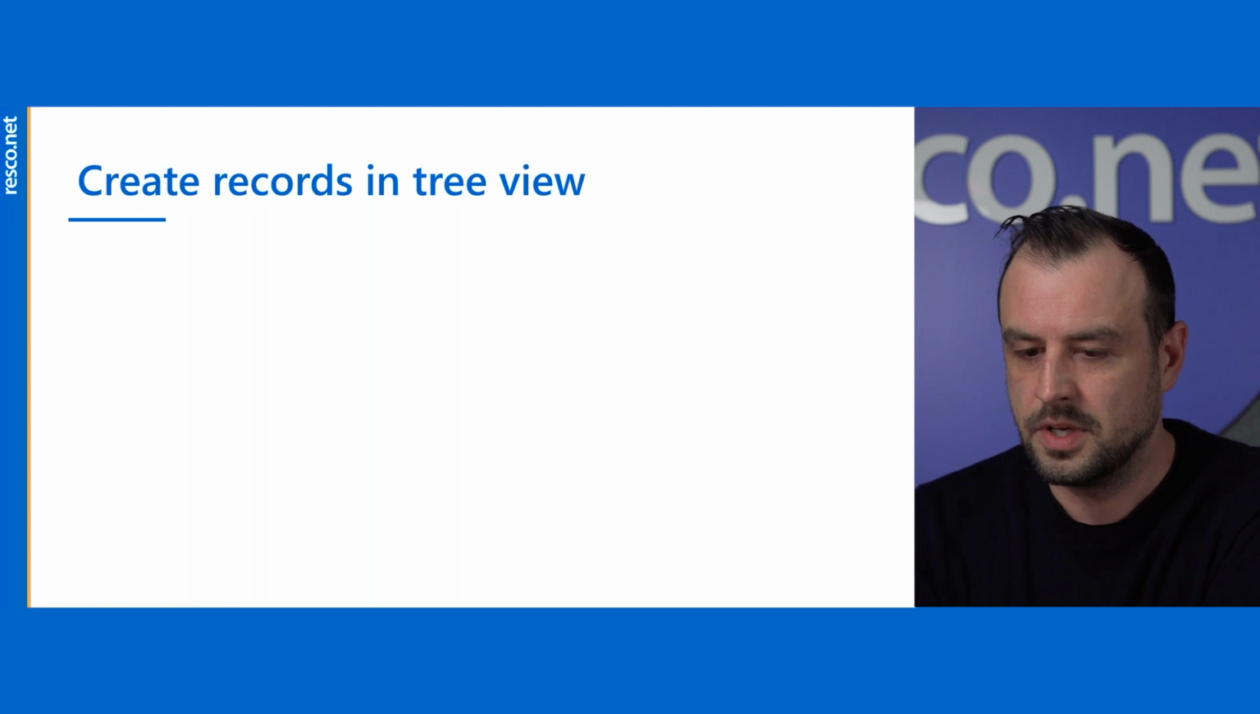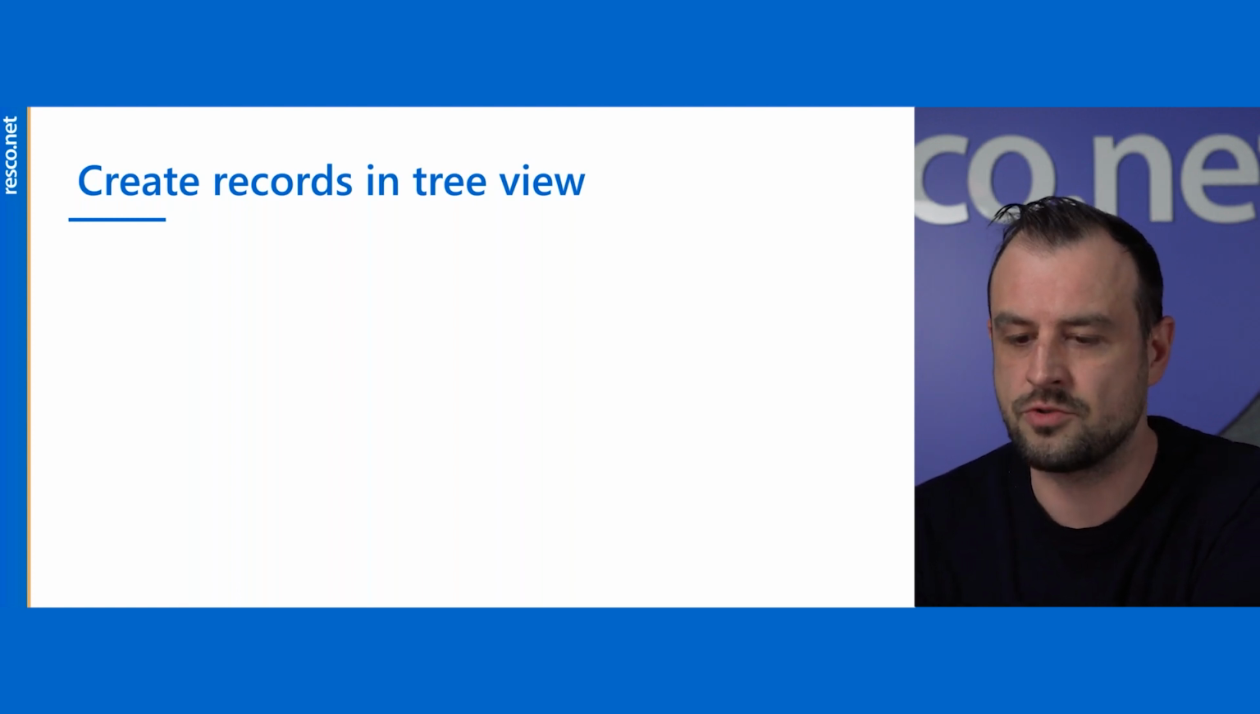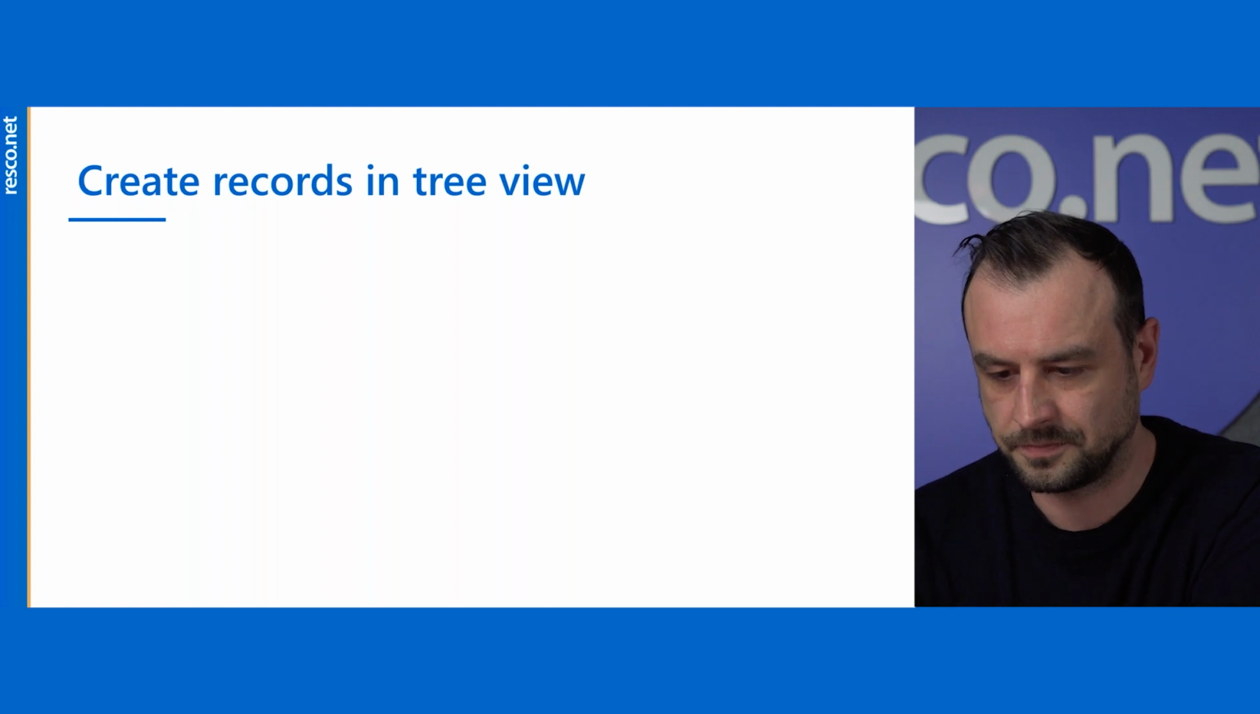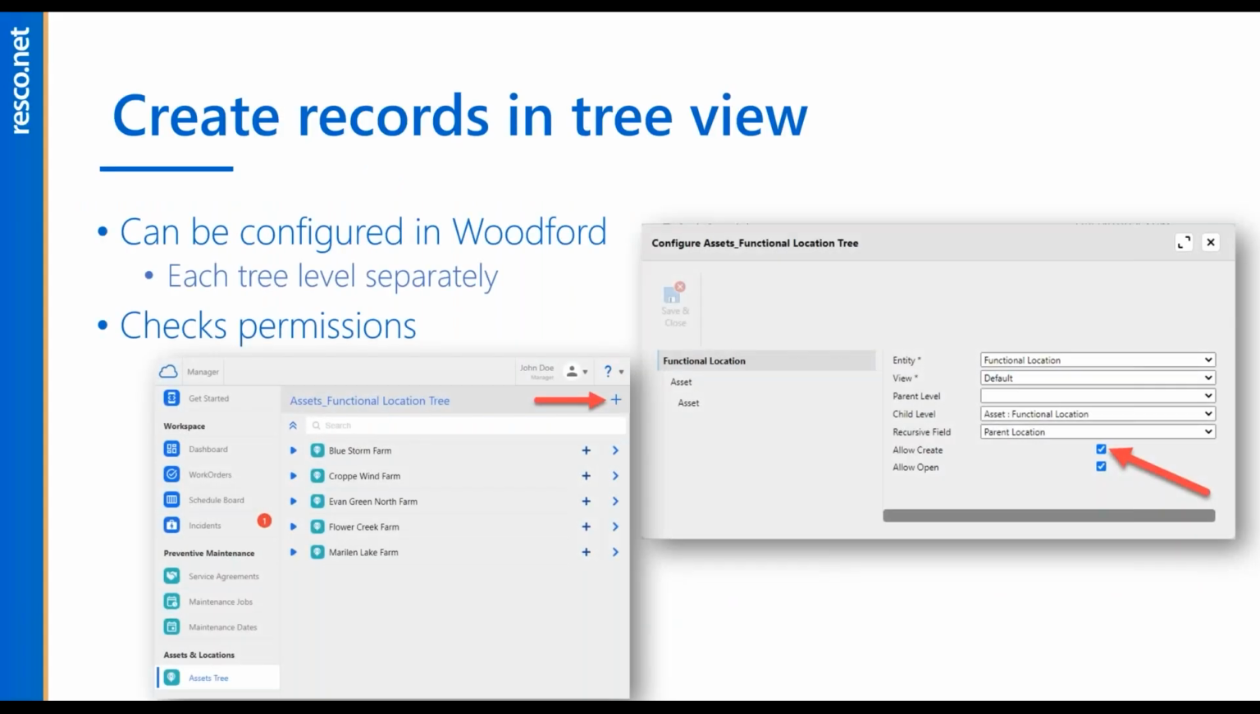As you can remember, right now it has been possible to create the records directly in the tree view. What we did, we made it configurable. So if some company does not want to allow creating new records directly from the tree view, it's not needed. It can be easily configured in the Woodford and for every single level of the tree view. And also, we implemented some logic so that the application is also checking the permissions of the app users, and if the user is lacking those permissions, he or she is not seeing this button as well.